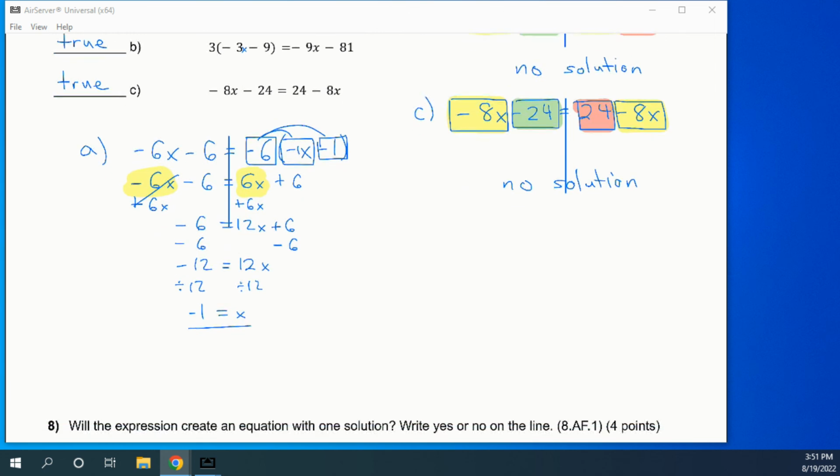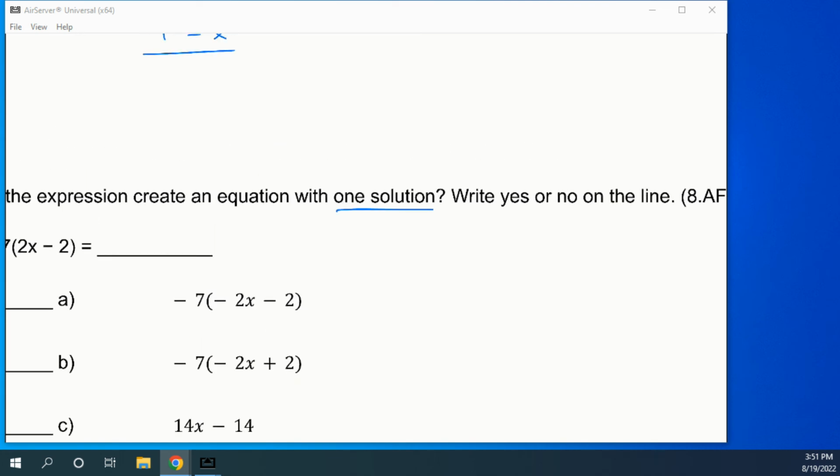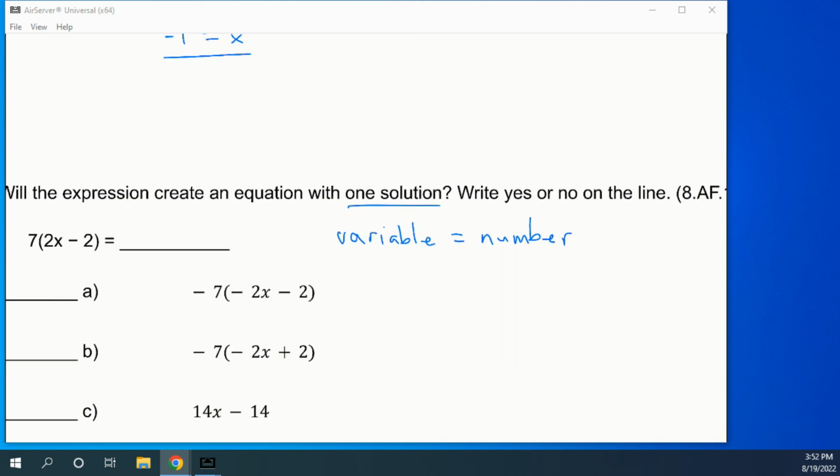Okay, last one. Will the expression create an equation with one solution? One solution, meaning a variable equal to a number. So your variables will not disappear here.